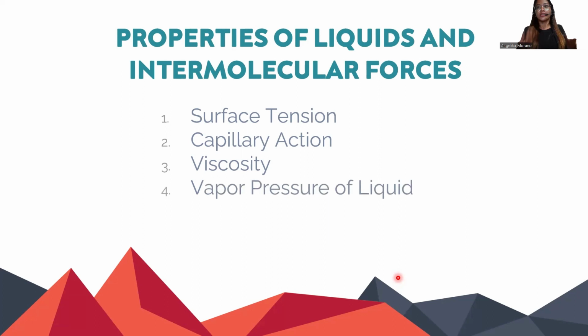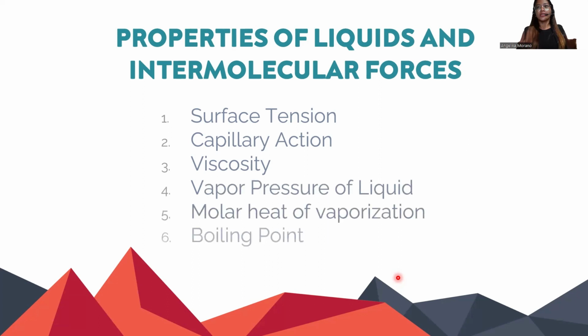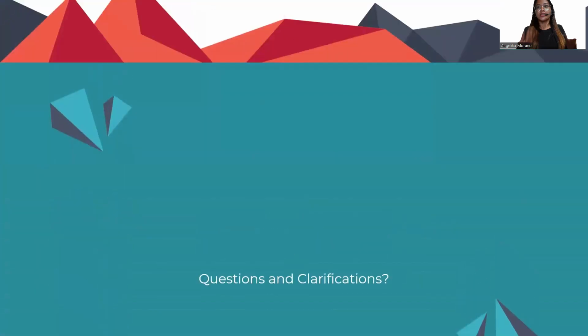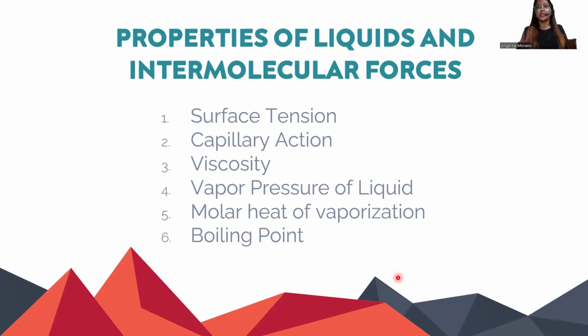Number four, vapor pressure of the liquid, the pressure of the liquid itself. Number five, the molar heat of vaporization or the enthalpy existing in the liquid. And number six, we have the boiling point. So boiling point is related to the molar heat and of course also with the vapor pressure of the liquid. The stronger the intermolecular forces existing in the liquid, mas taas ang boiling point niya.